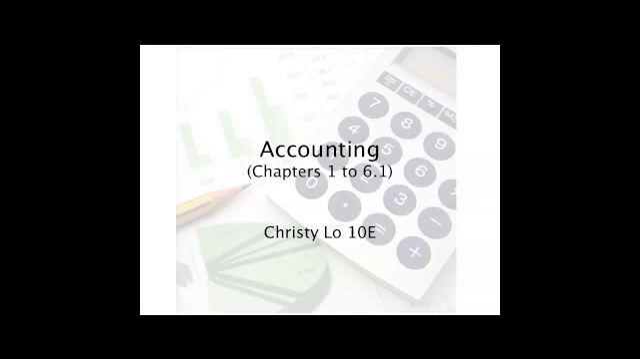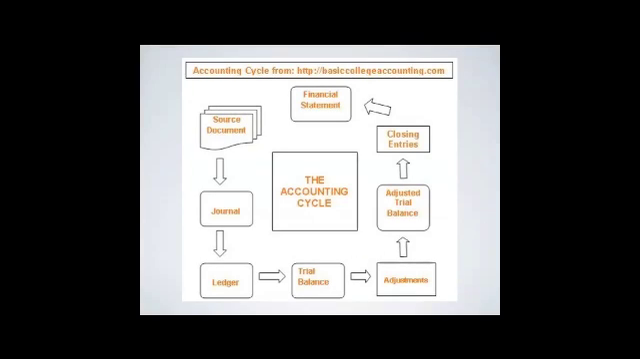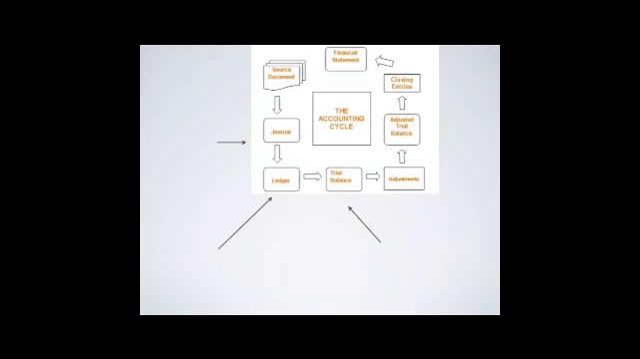The accounting cycle. The accounting cycle is a sequence of activities that begins with the occurrence of a transaction. To start off, the accounting cycle begins with a source document. The source document is a paper document that jots down business transactions that occur in the business.